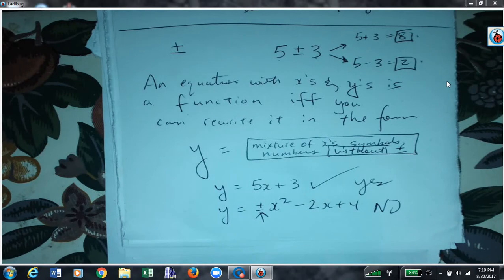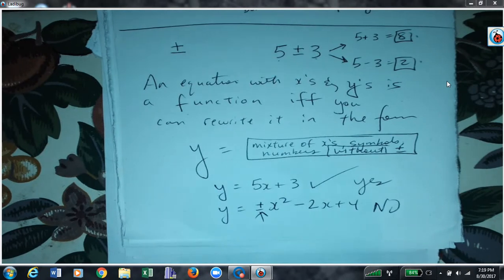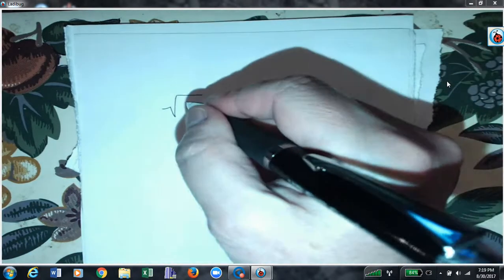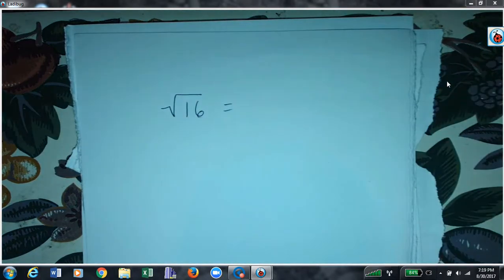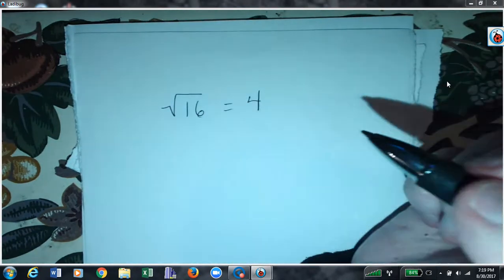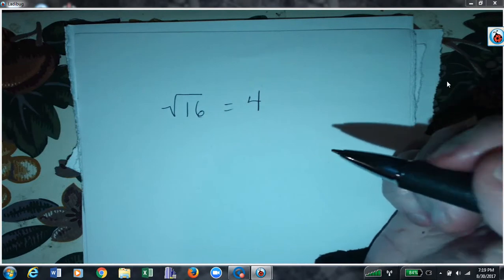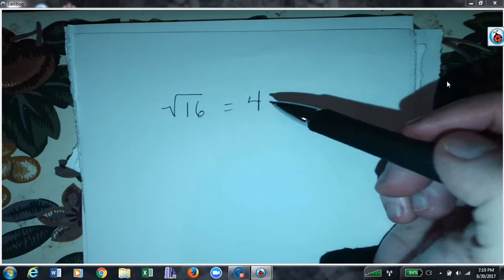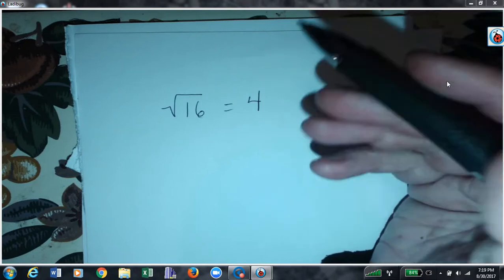No, it's not. Sometimes the plus or minus symbol comes from it, and it's not explicitly shown to us in the equation. So first we have to understand the difference: what's that equal to? And the answer is 4. Some people will say it's 4 and negative 4. No, it is not. The square root of a number is defined to be whatever the positive one is.